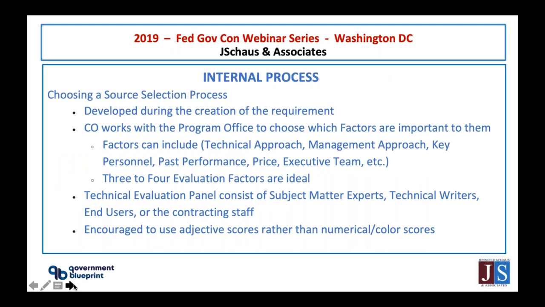For anything over $250,000, the source selection process is developed to help the government evaluate the proposal. The source selection process is developed during the creation of the requirement. When the government is putting all their documentation together, the contracting officer works with the program office to choose which factors are important to them. Factors can include anything from technical approach, management approach, key personnel, task performance, price, or the executive team. It's recommended that we use 3 to 4 evaluation factors. The technical evaluation panel consists of subject matter experts, technical writers, end users, or the contracting staff.